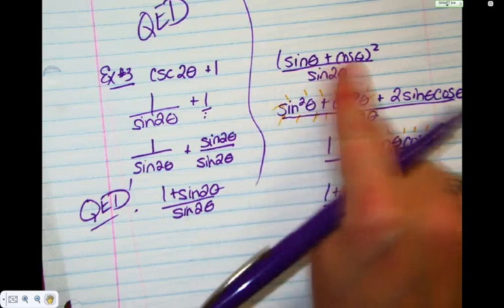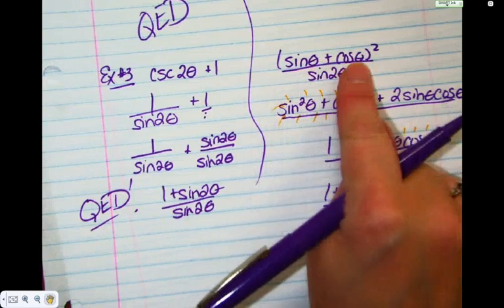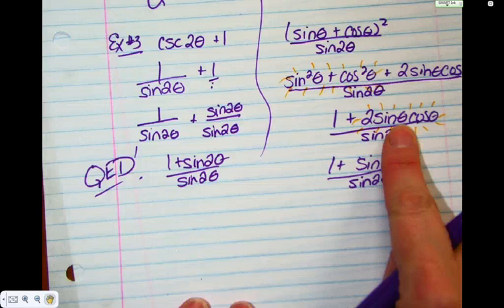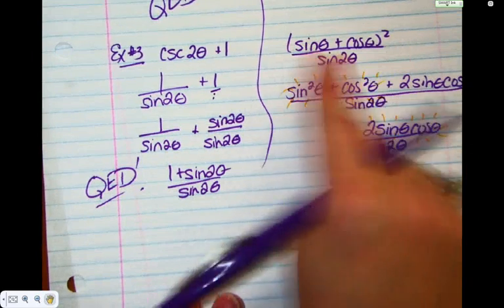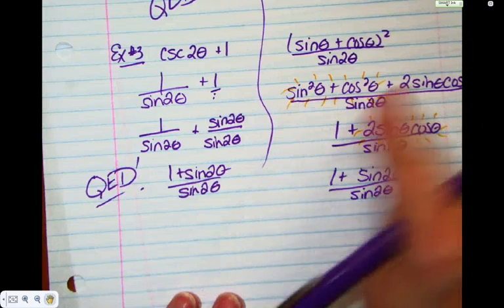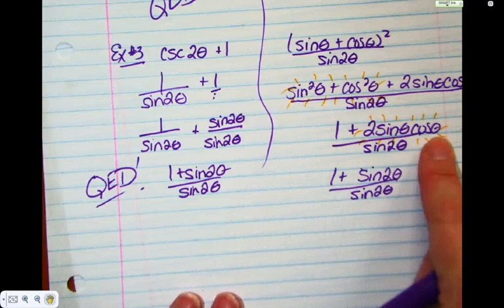This is really common in the sine 2 theta identities because it's how you're going to get this 2 sine cos or sine theta cos theta. So you'll see a lot of this binomial squared. You now know what it turns into, and you'll get your 1 plus 2 sine cos.